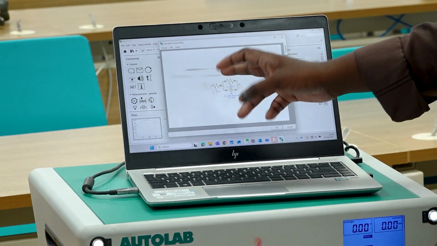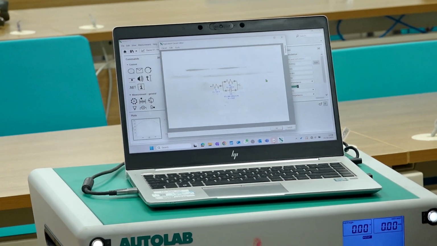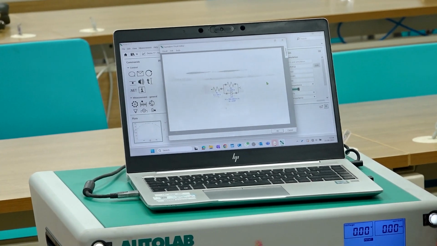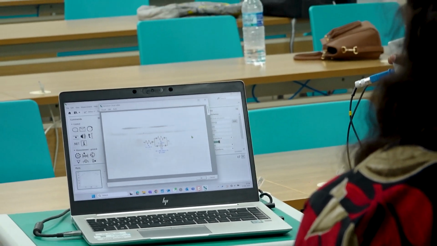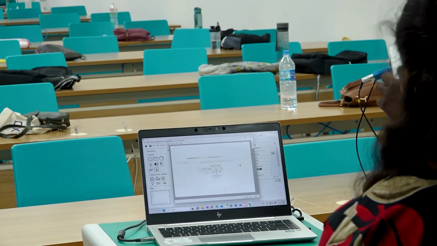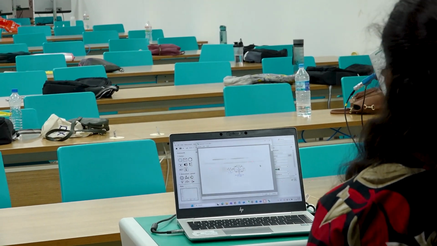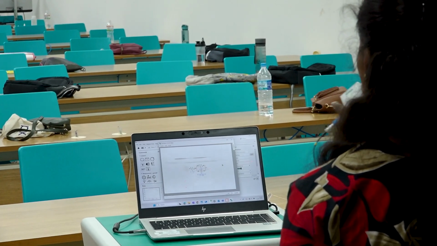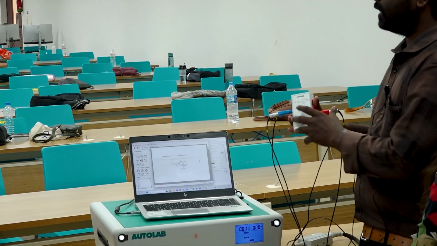So what is our internal resistance? Here I have connected this circuit, so the value in this circuit has to come here. Here my internal resistance, you can see I am connecting at this point. This is 100. So this point is 100, and this is the internal resistance.